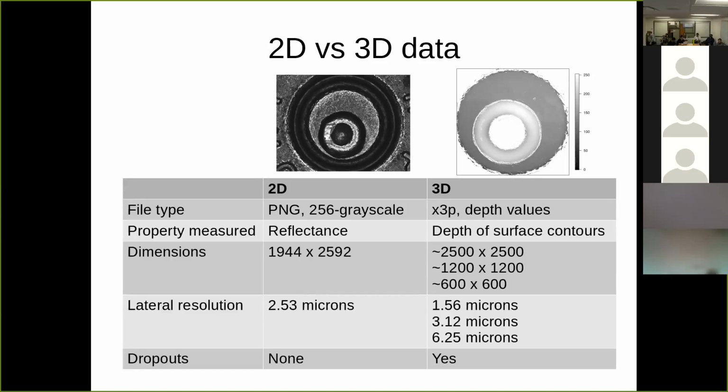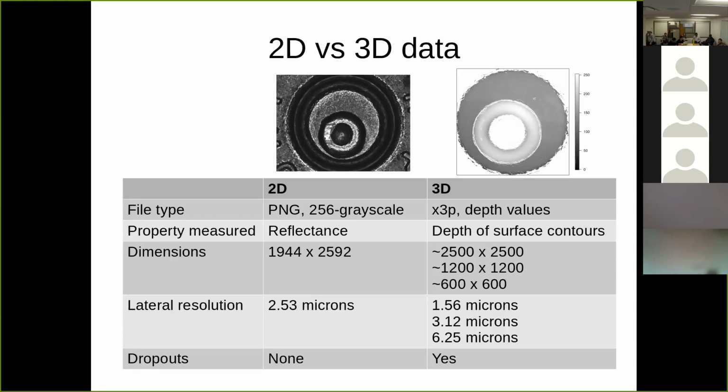So for the 2D case, each number in the matrix represents an area of 2.53 by 2.53 microns, while for the 3D data, there are 3 different lateral resolutions. We have 1.56, 3.12, and 6.25. So 1.56 would be the highest resolution, and 6.25 is the lowest.